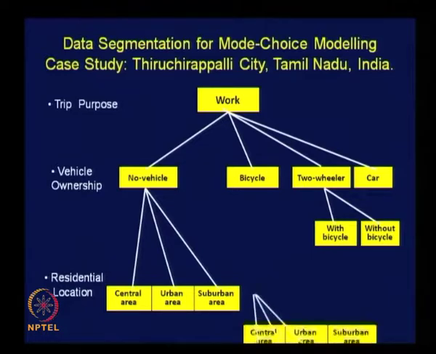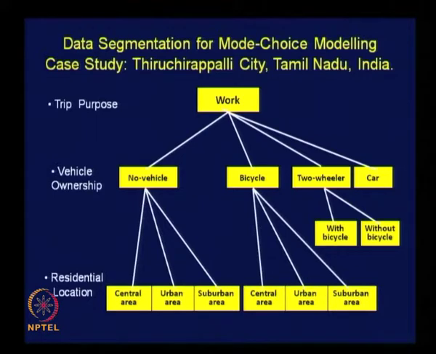And similarly, for the other category, bicycle owning travelers, the same categorization was applied. Bicycle owning group, but living in central area, urban area and suburban area. And this categorization was not extended to the other three categories of travelers. Why?